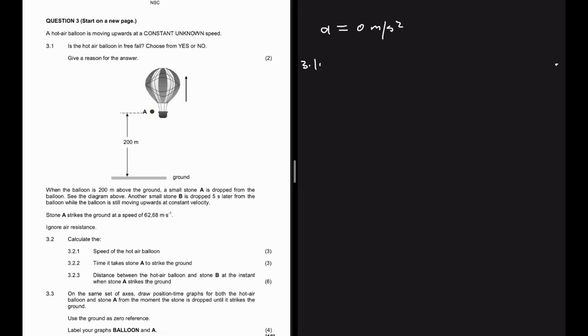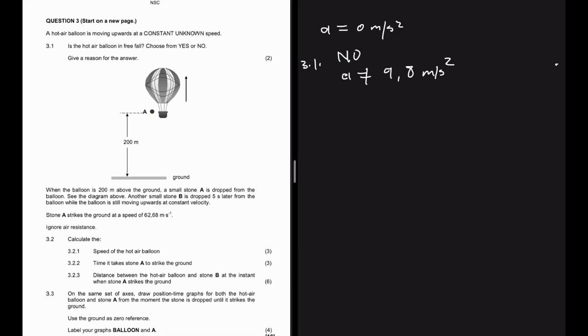When an object is in free fall, the only force that is acting is gravitational force. And if gravitational force is the only force that is acting, then we are going to have an acceleration of A equals 9.8 meters per second squared. And here clearly, A is not equal to 9.8 meters per second squared. It is equal to 0. So the hot air balloon is not in free fall. So you're just going to write no. And then you give your reason by saying that acceleration is not equal to 9.8 meters per second squared. There are other forces acting on the air balloon.